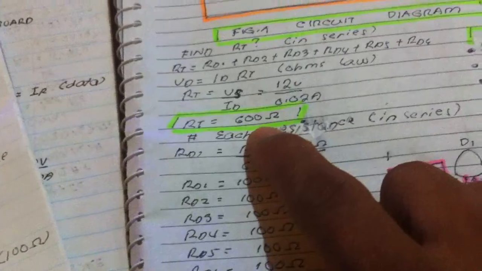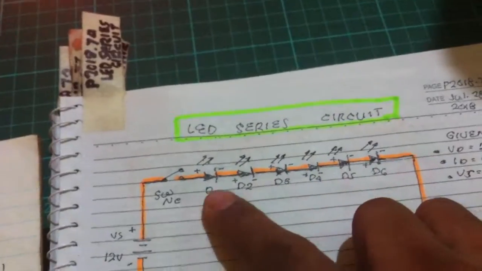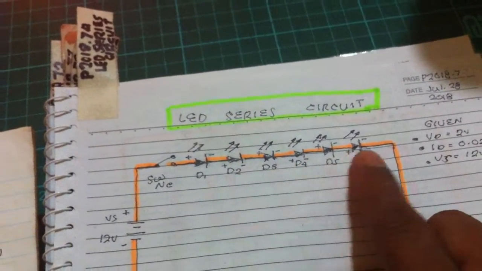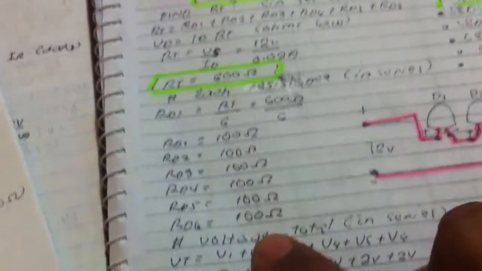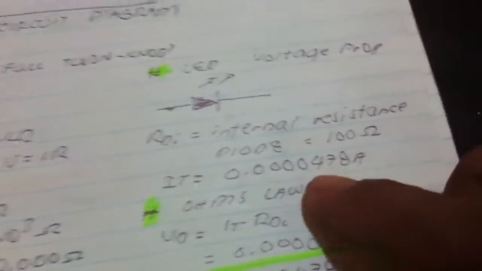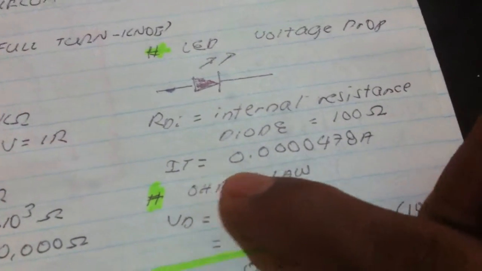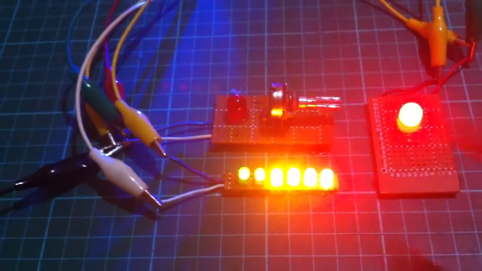This is our previous circuit, and we have here 600 ohms. 12 divided by 0.02. That is the total resistance of all the LEDs here. Since there are 6, divided by 6, it becomes 100 ohms. So it means each LED has internal resistance of 100 ohms. Since our total current is the current flowing now in the circuit, the LED is turning off.